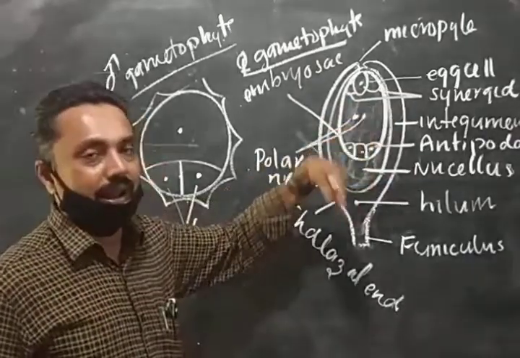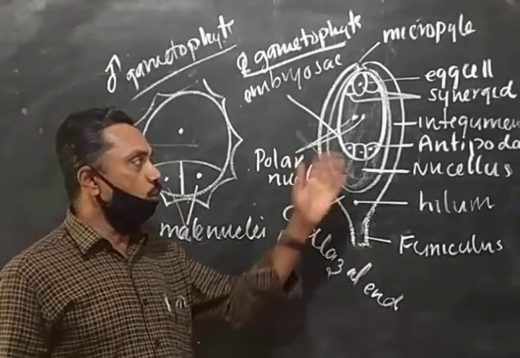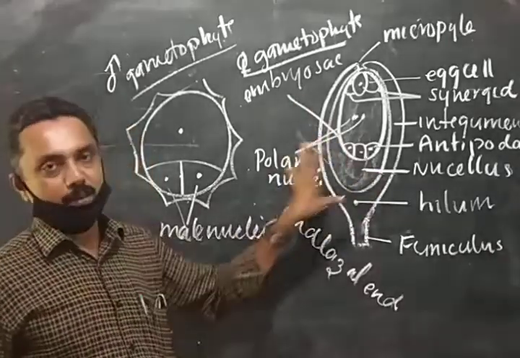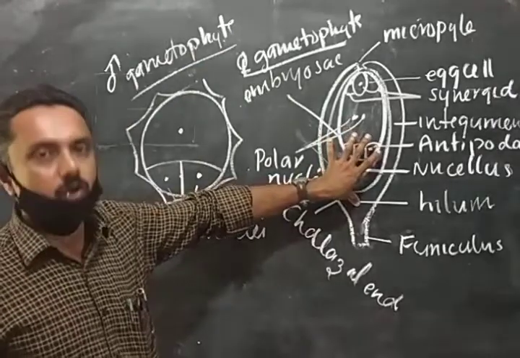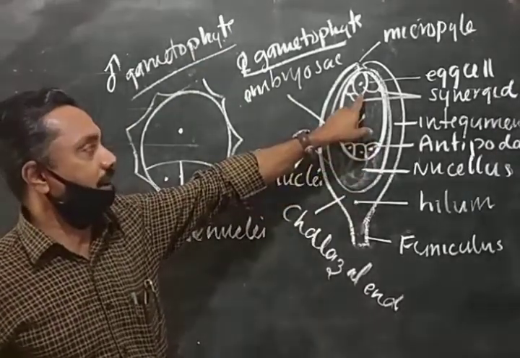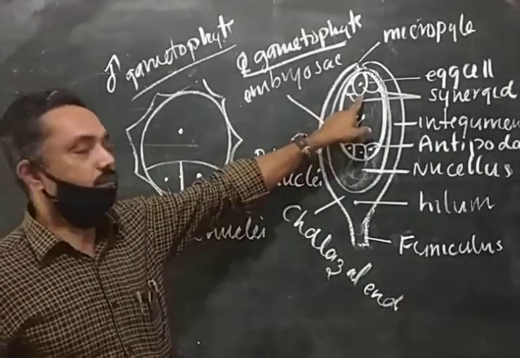We can draw the separate embryo sac; I will draw it later on. I will give the difference between ovule and female gametophyte. Anyhow, this is the female gamete-containing structure called gametophyte. This is the female gamete or egg cell. These two male gametes are there. There is only one female gamete.